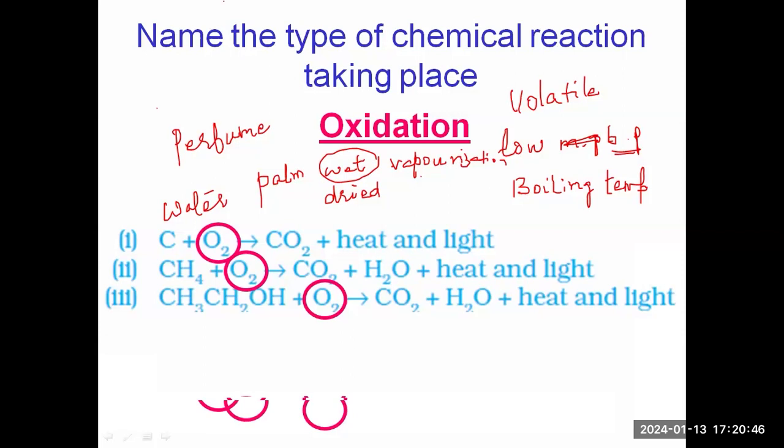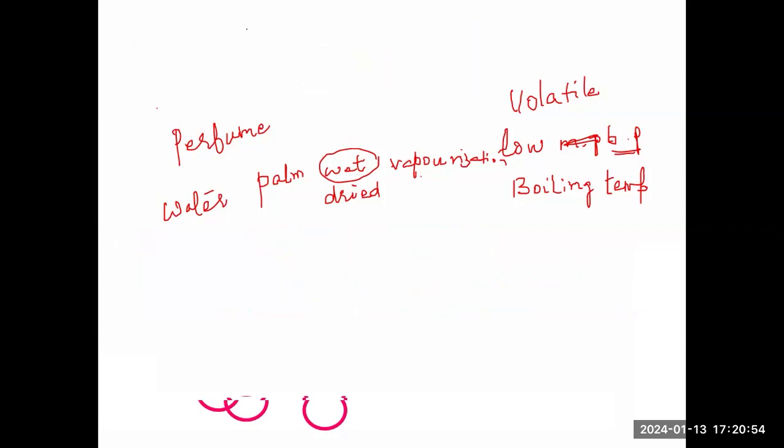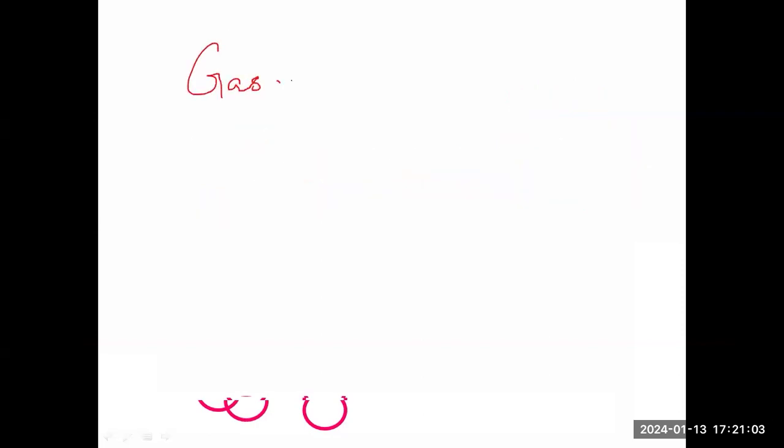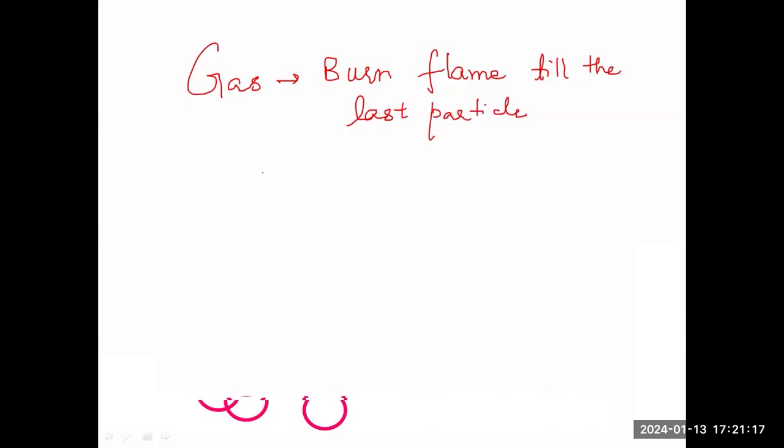Why do some substances burn with flame and others do not? Okay, so let me go back to the slide again so that I can explain it to you. I'm erasing the contents. Gas will only burn with flame till the last particle. Only gases can burn with flame. But if you take the example of petrol, petrol is a liquid, right?